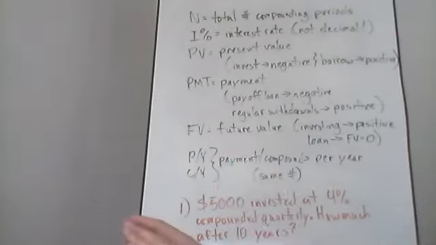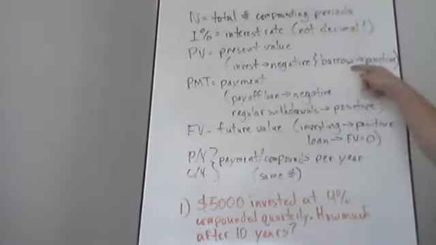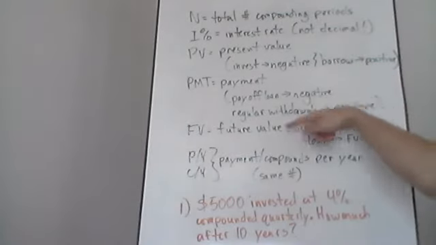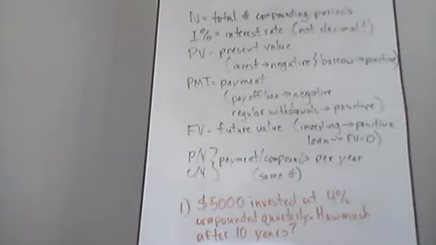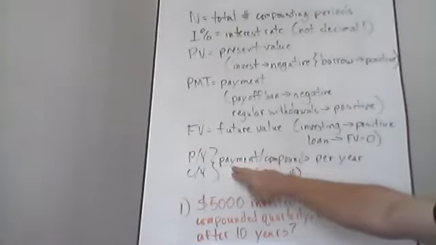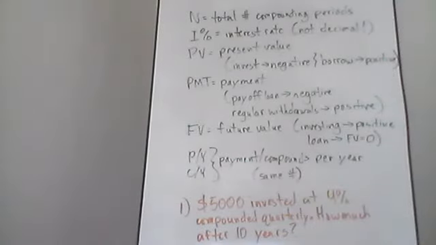Anytime you're giving money away, you enter it as a negative number. If you keep that rule of thumb in mind, you'll know whether to enter present value, future value, or payment as positives or negatives. And then the PY and the CY. PY stands for the payments per year, and the CY stands for the compounds per year. And those are always going to be the same number.